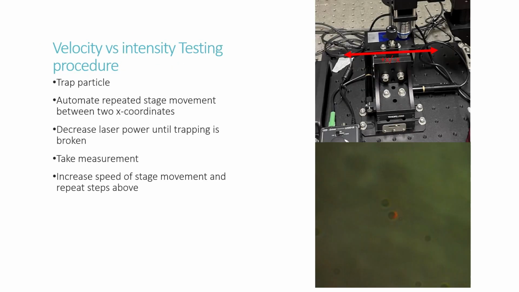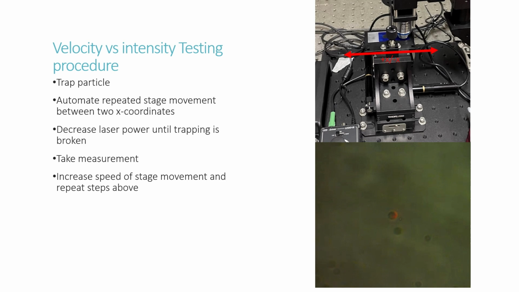Going on to the next question that we were asking, which was what is the relationship between the velocity of the particle in the medium and the intensity required to trap the particle. So first we would start by trapping a particle, as you can see in the video in the bottom right, and then we would have the stage start moving from one x coordinate that was defined to the other one, as you see it doing now.